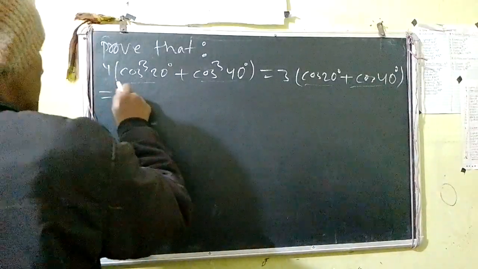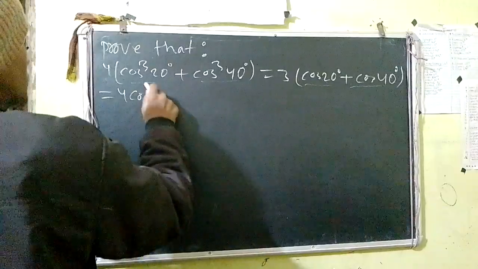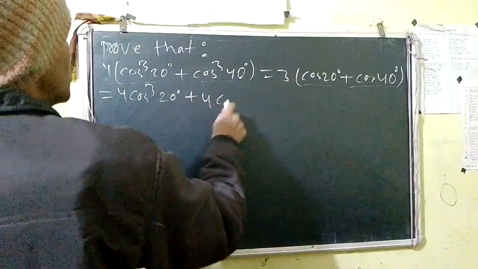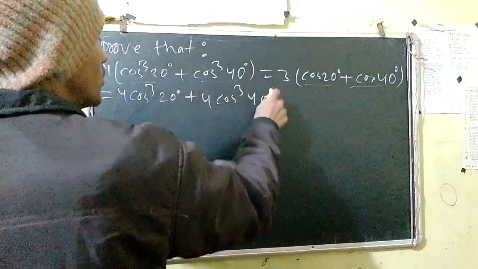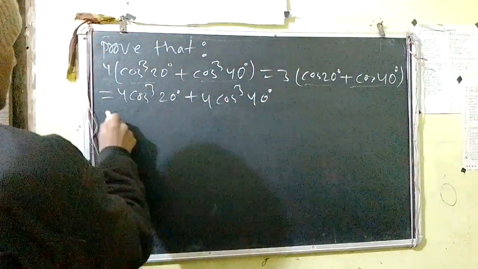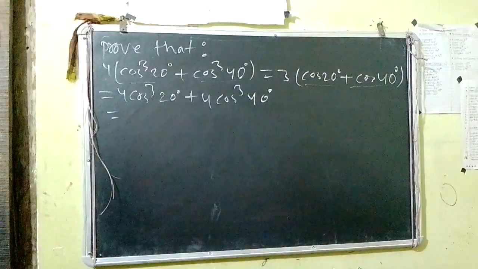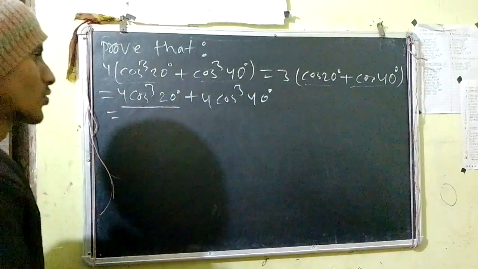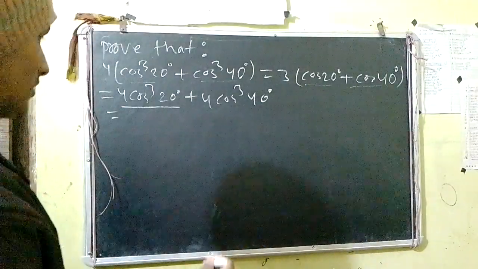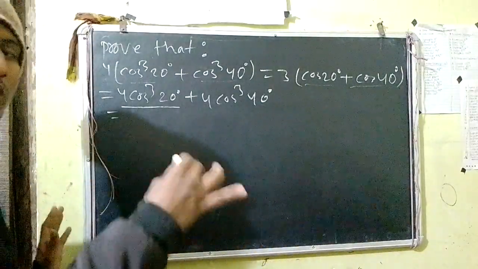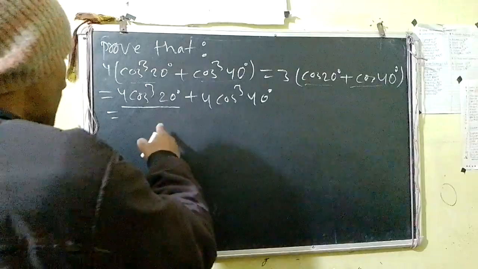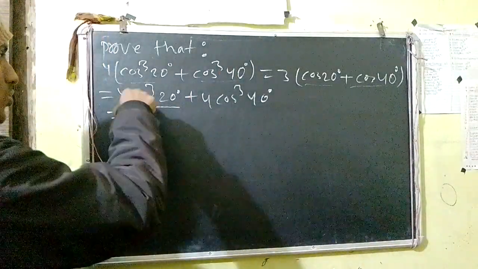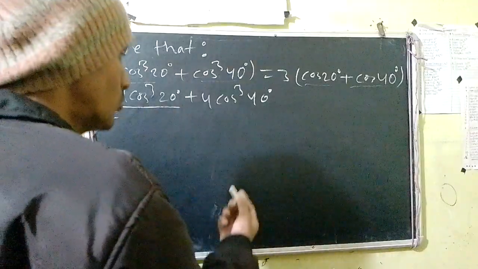First of all, you just distribute the 4 into this, so this becomes 4 cosine cubed 20 degrees plus 4 cosine cubed 40 degrees. And then the next step is replace this thing with cosines only, but the equality should be matched. So what I'm saying is write this thing in terms of cosine, not in terms of cosine cubed.